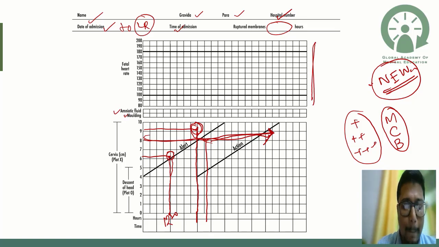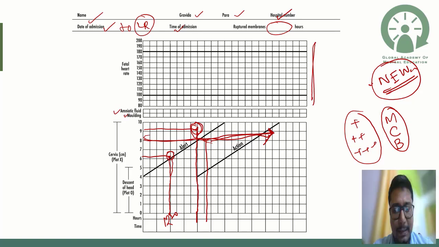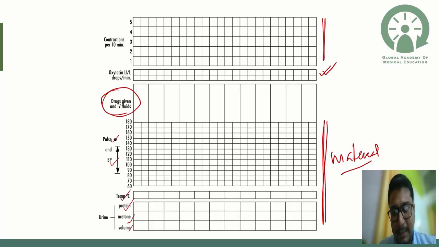If she is at the left of the alert line, then she is progressing well, and we can just do routine monitoring. If it has crossed or is on the alert line, then we have to remain alert, and if at any point it crosses the action line, then we have to think about doing augmentation or take action like cesarean. So these were the portions where you used to plot contraction, and there the oxytocin drop rate.